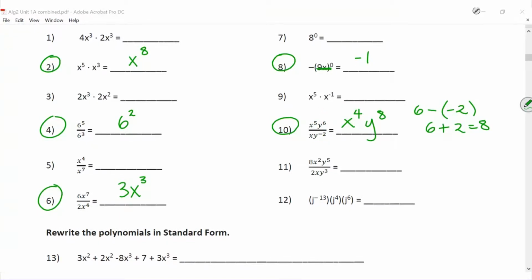In number 12, I have the same base, j, and I'm multiplying. So I'm going to add the exponents, and I get negative 13 plus 4 plus 6. Negative 13 plus 4 is negative 9, plus 6 is negative 3.